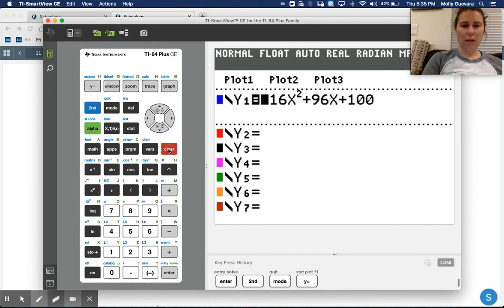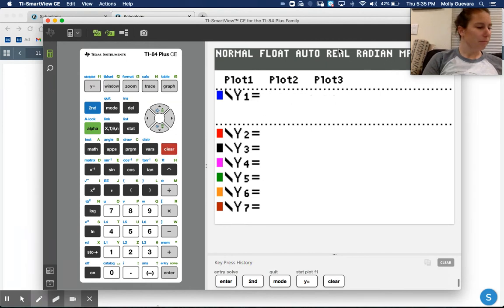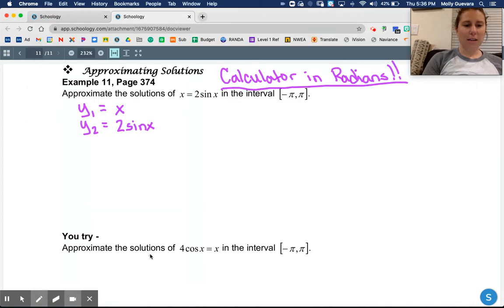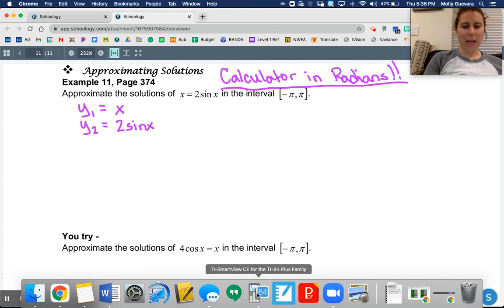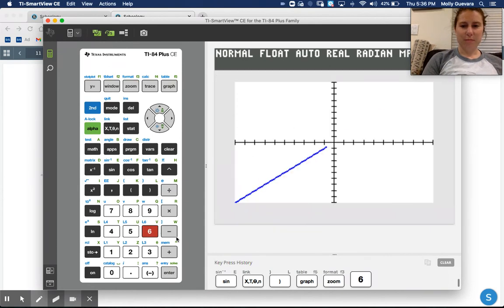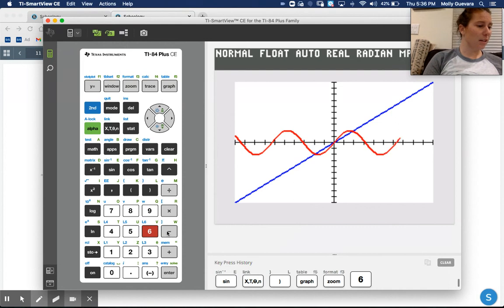So clear out anything that you have. Make sure you're in radians. Okay, so I want to know, when does the graph of x cross the graph of 2 sine of x? Now let's look, because if I just graph it here, I got nothing. It does not look right, right? Even in your standard window, there's x, but I want to know about these points right here. So I'm going to modify this a little bit.